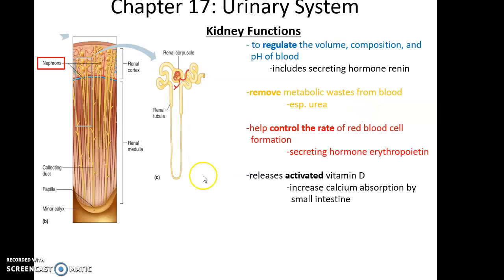All right, kidney functions: regulating the volume, composition, and pH of blood, including secreting the hormone renin; removing metabolic waste from the blood, especially urea; controlling the rate of red blood cell formation by secreting the hormone erythropoietin; and releasing activated vitamin D. Vitamin D is ready to go to the small intestines and increase calcium absorption.